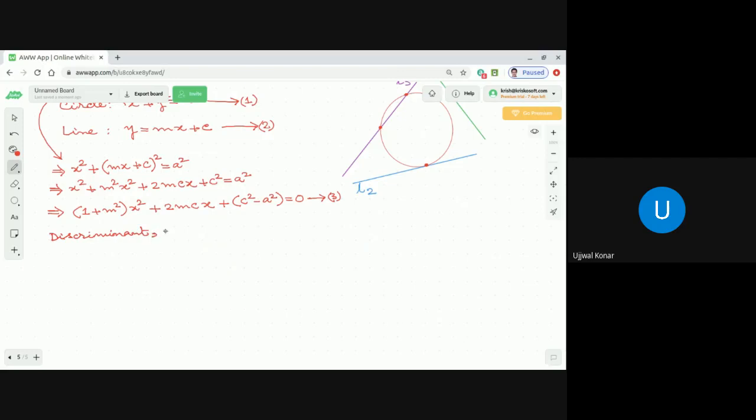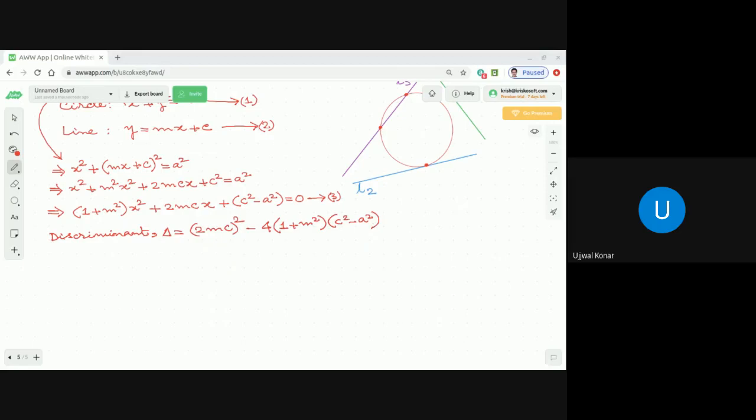Discriminant, which we define as delta. So what is that? b square minus 4ac. So b is 2mc, the coefficient of x, so b square minus 4 into a into c. So 4 into a means 1 plus m square, into c, that is c square minus a square. Correct or not? I hope it is well understood.